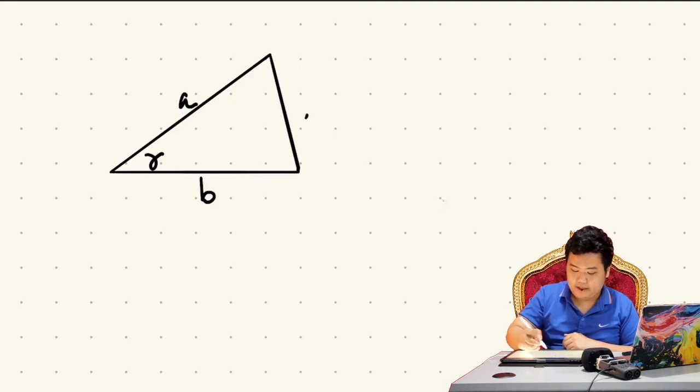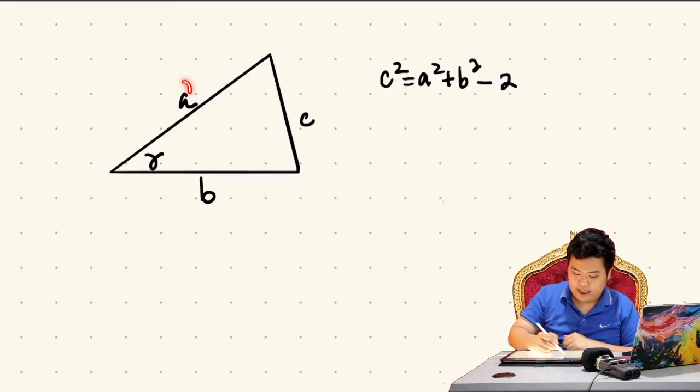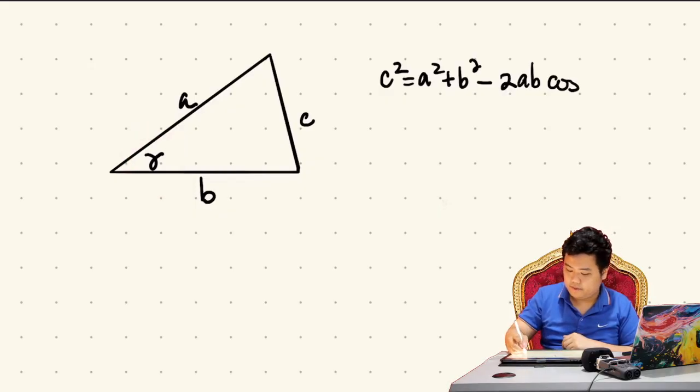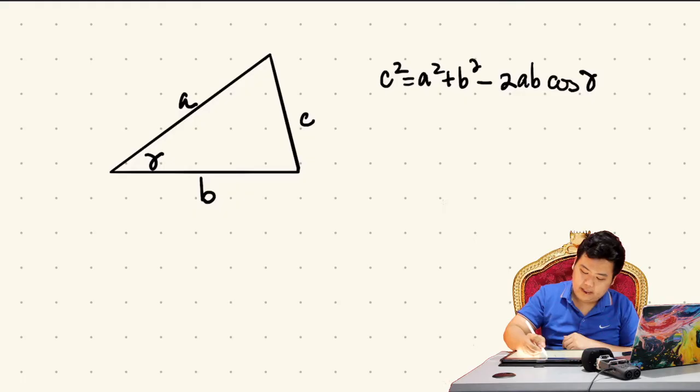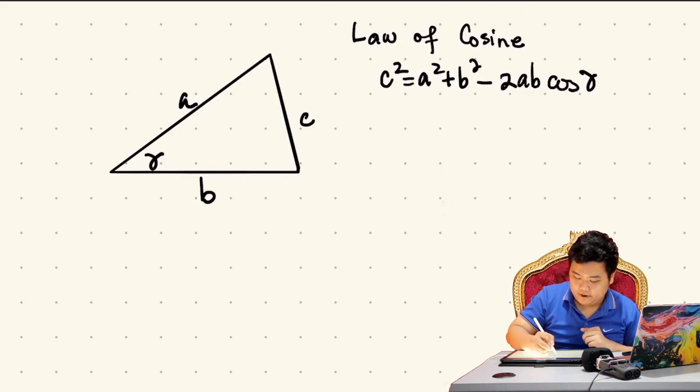katapat ni gamma is C. So, C square is equal to A square plus B square minus twice ng product nito, cosine nung angle in between. So, ito na yung tinatawag nating law of cosine. Okay? At pwede mong balik na rin yung triangle, no?